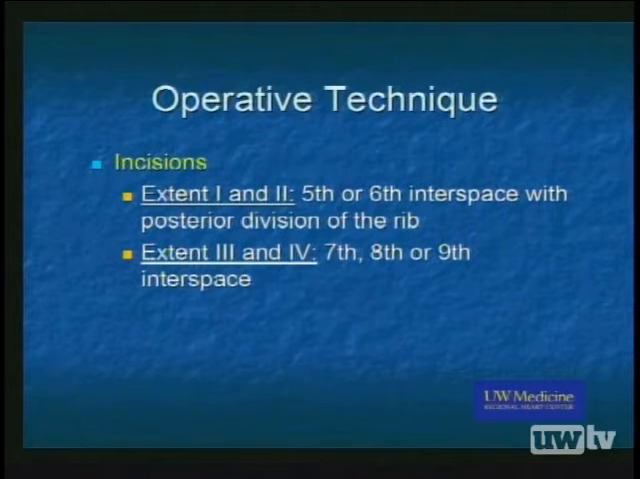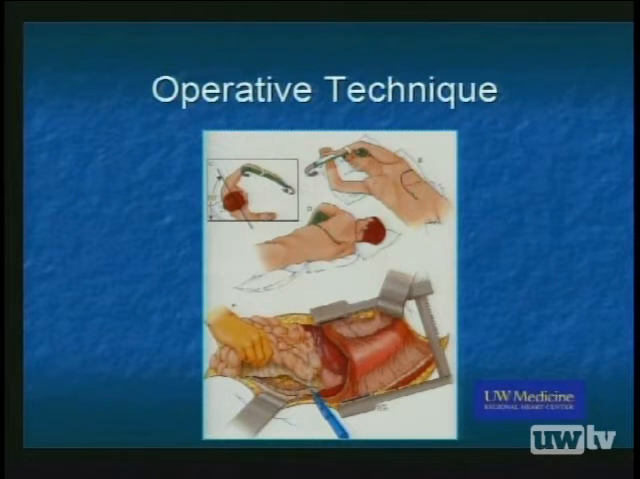And for extent 3 and 4 aneurysms that start below the 6th rib, incisions at the 7th, 8th, or 9th interspace are appropriate, and this is what this looks like. The patient is put in a semilateral position because we need access to both the chest and abdomen. The incision begins under the shoulder blade, courses across the interspace, breaches the costal arch, and then rejoins the abdominal midline. This incision is demonstrating a transperitoneal approach.